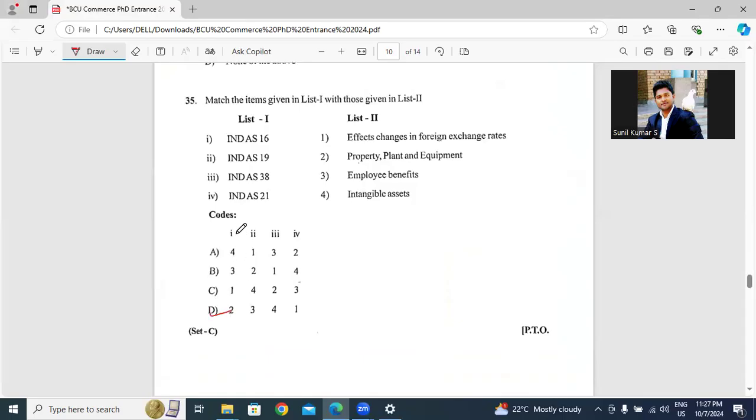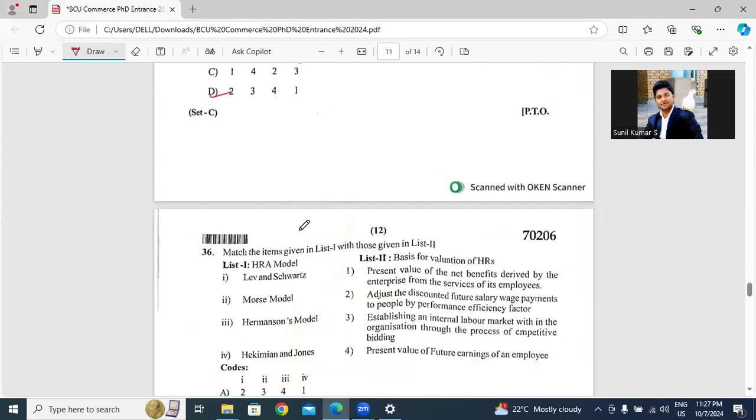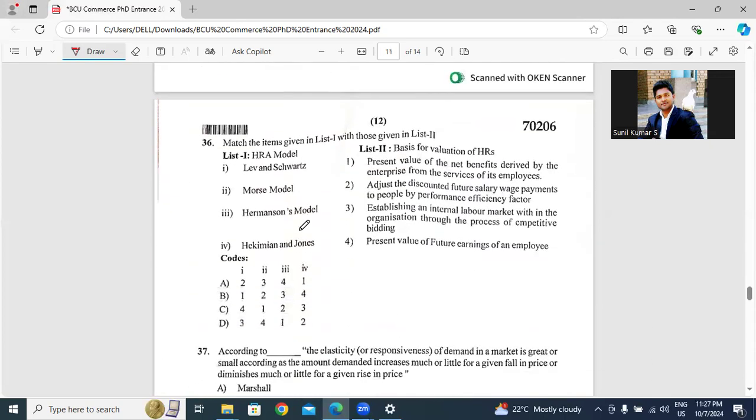because 16 is property, plant, equipment, and 19 is employee benefits, and Indian accounting standard 38 is intangible assets, and 21 is about effect of changes in foreign exchange rate. Now let's go to the 36th one.